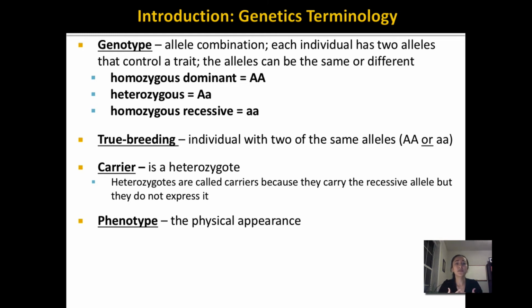Another term that you should be familiar with is phenotype. So we could describe somebody's genotype, their genetic composition, or we could describe their phenotype, which is just their physical appearance. How do they look?